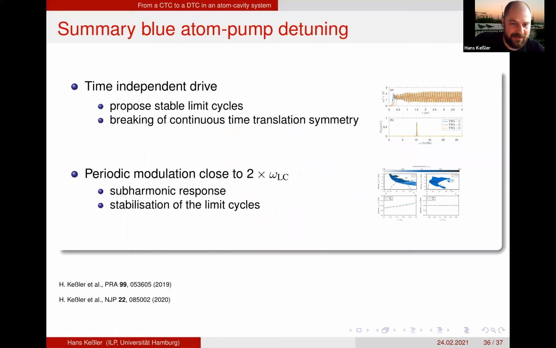So the summary, this is really the last slide. For a time-independent drive, we just ramp up into the self-ordered phase and then hold our pump parameters constant in time. We propose to observe stable limit cycles, and since the time phase of the limit cycle of each realization should be different, we propose a breaking of a continuous time translation symmetry. And if we then periodically drive our system close to twice this intrinsic limit cycle frequency, we observe a perfect subharmonic response and stabilize our limit cycles in frequency and also in the parameter space.